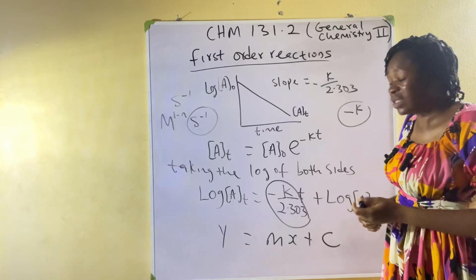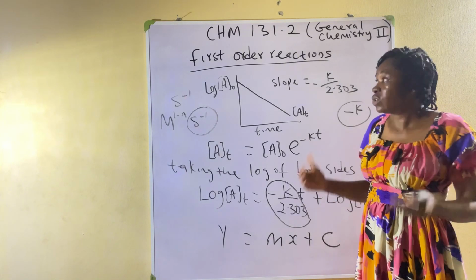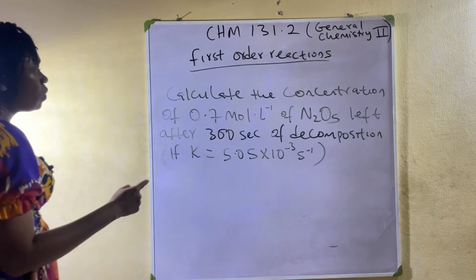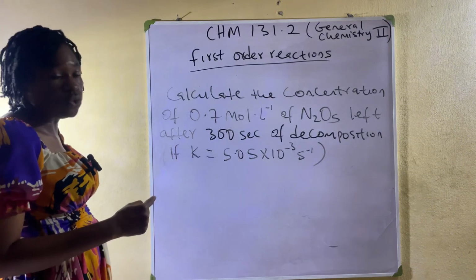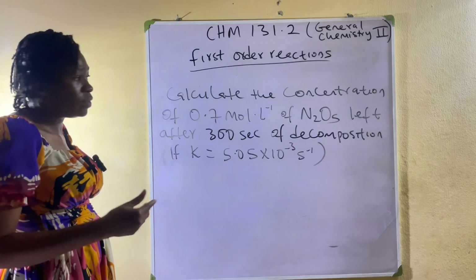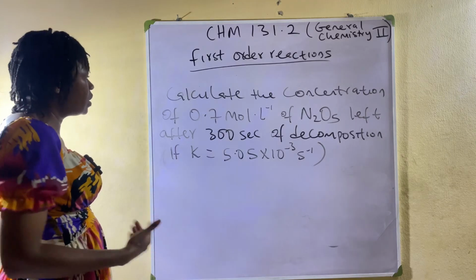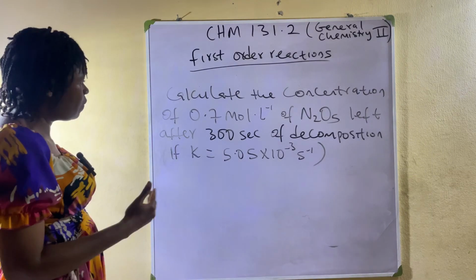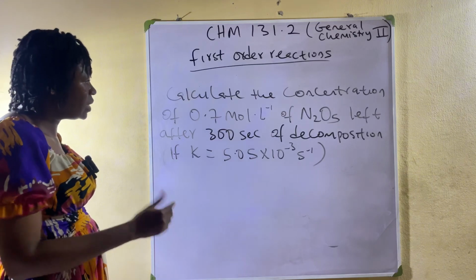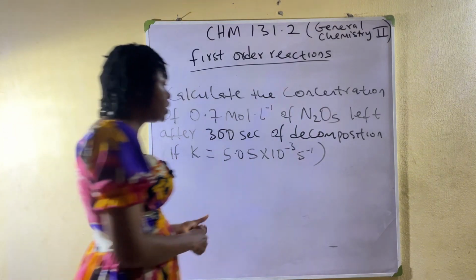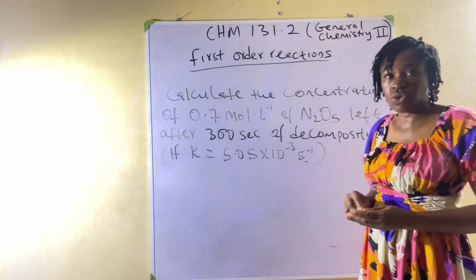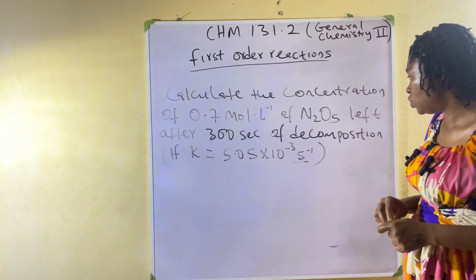So let's solve an exercise on a first order reaction. Calculate the concentration of 0.7 mole per liter of N2O5, that's nitrogen pentoxide, left after 200 seconds of decomposition if K is equal to 5.05 times 10 to the power minus 3 per second. From the unit, per second, I know that this is a first order reaction.